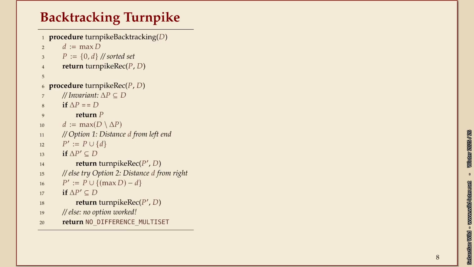But let me show the code first, because that's what the exercises pick up on. This is exactly that idea formulated in pseudocode. There's nothing else going on, but I want to make sure that the code is clear. So it's an algorithm that gets the difference multiset as an input. It starts by picking out the largest entry there. That's the total distance. And then it starts guessing a position.